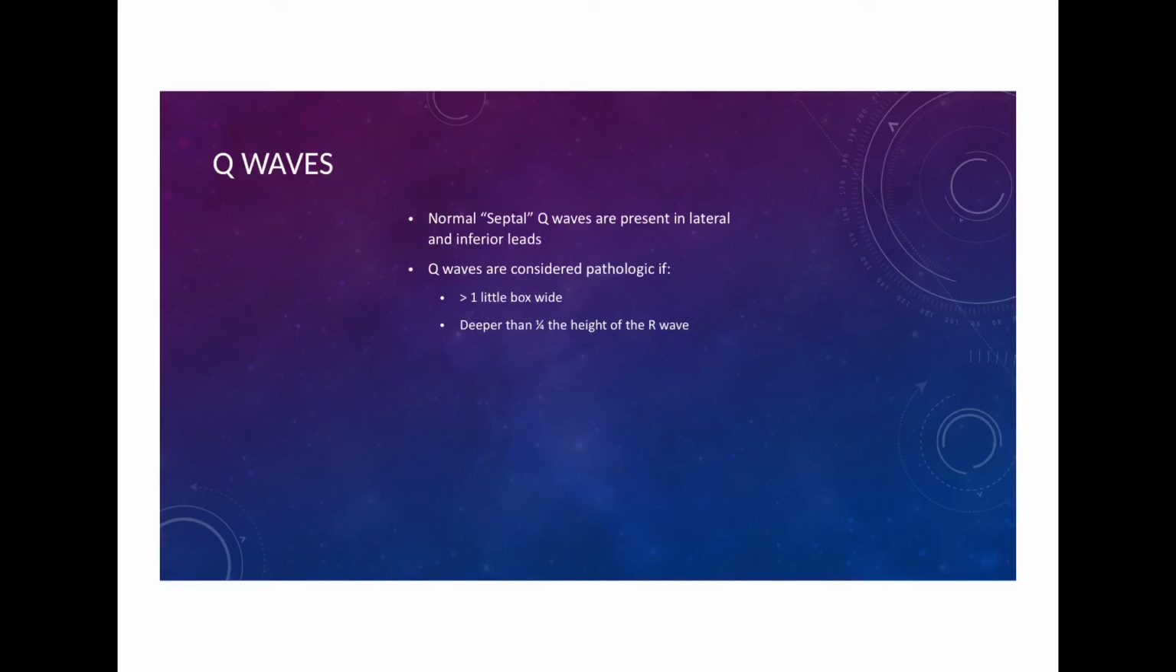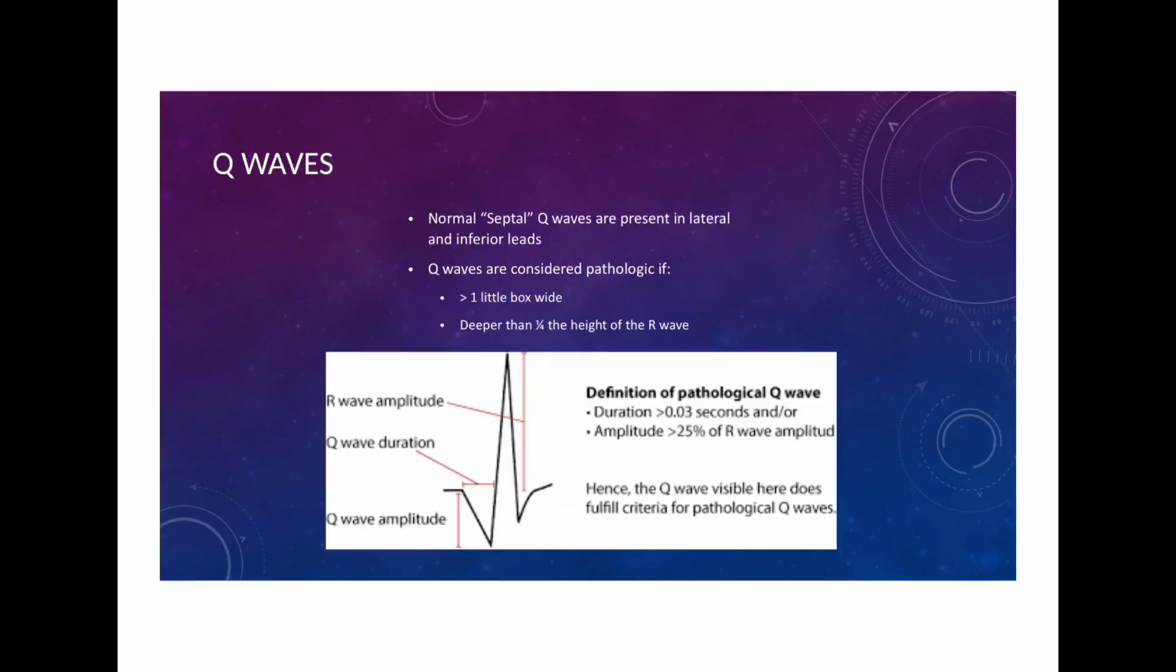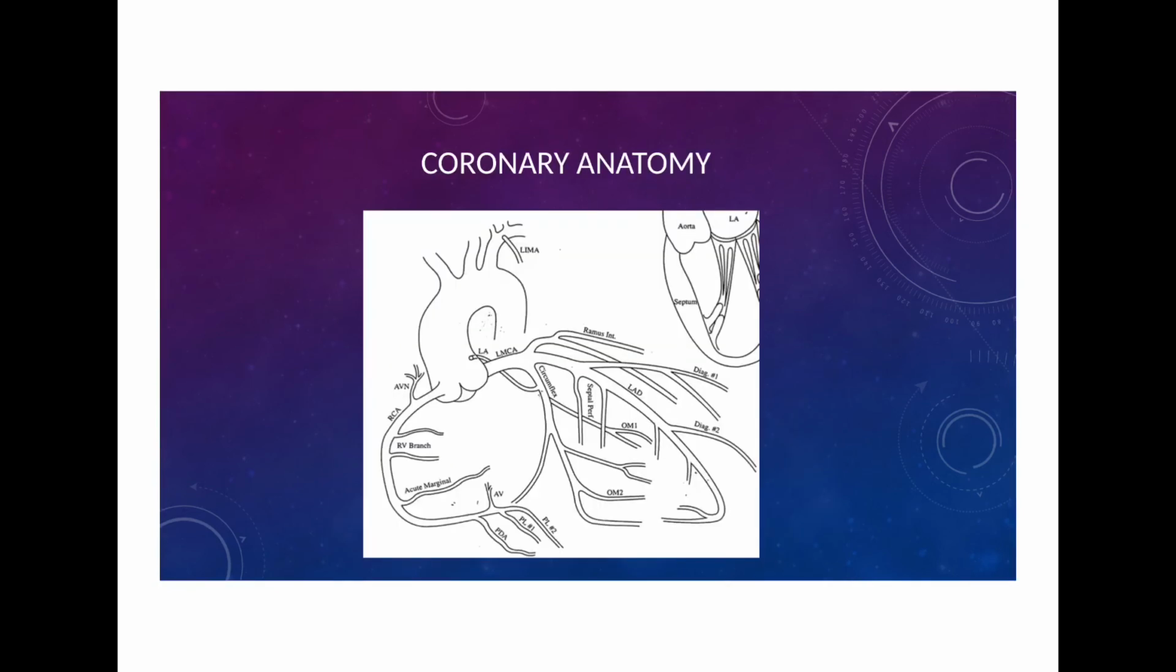Normally, you'll see Q waves in the lateral and inferior leads, and that's just because of the depolarization of the septum. But if you ever see a Q wave that's more than one little box wide or deeper than a quarter of the height of the R wave that's associated with that QRS complex, that's not normal. Also, if you see any Q waves in leads V1 through V4, that's also not normal. And it should make you suspect that there's a septal or anterior wall infarct.